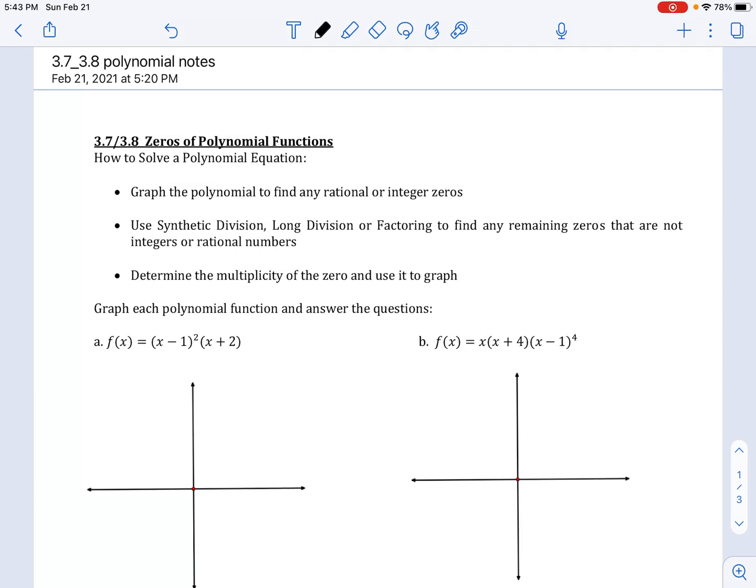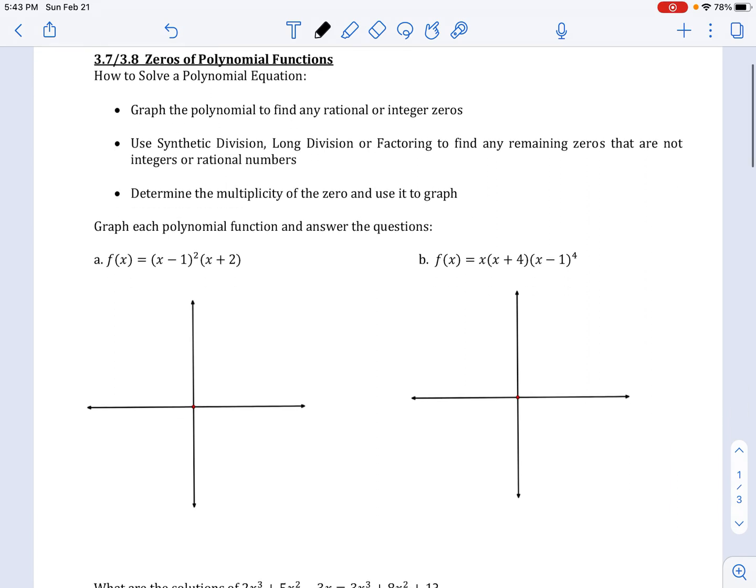3.7, 3.8, zeros of polynomial functions. So these are the last two sections of topic 3. And what we talk about in these notes are ways to solve a polynomial equation by using graphing as a technique for solving. But along with that, using the new things that you learned last week, synthetic division, long division, some factoring techniques that you already knew coming into this topic, and also utilizing the multiplicity of a root when you are graphing a function. So we pull it all together in these last two sections.